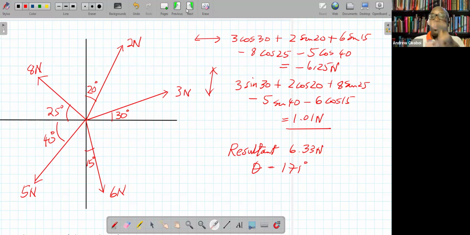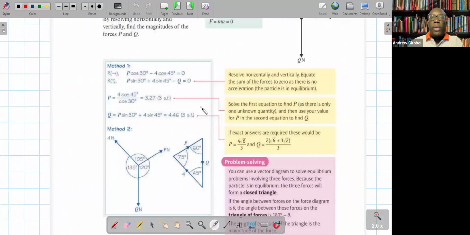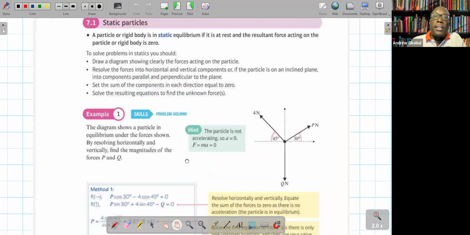On why this has been set up like this, and understanding how we get the components, and then getting the resultant and getting the angle? Any questions? No? Okay.